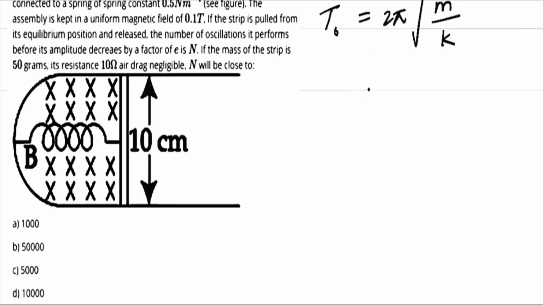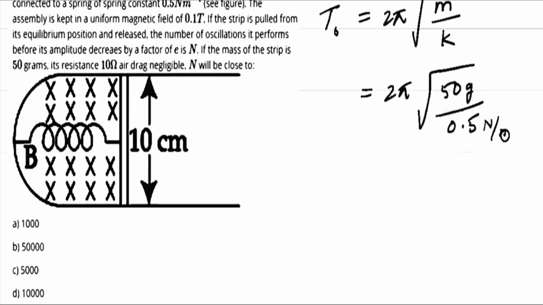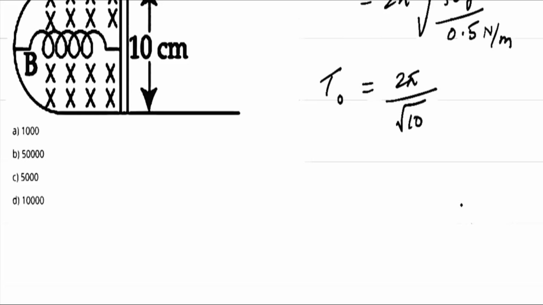So I'm substituting all those things. Let me substitute 50 grams upon spring constant 0.5 Newton per meter. I'm going to simplify as per SI units, so I'm converting 50 grams to kilograms, as we all know. Then simplifying, I will get the value of T naught is equal to 2 pi upon root 10. This is what we will obtain upon simplification.